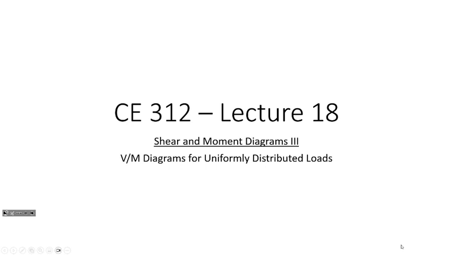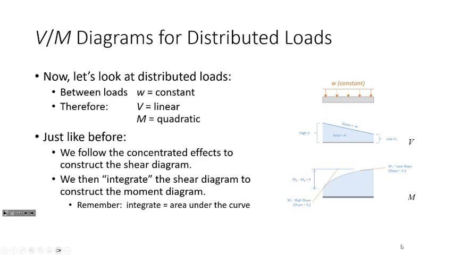What we're going to do next time is look at distributed loads, and concentrated loads and distributed loads. It's just the next step up on the polynomial ladder. So when we have a distributed load, what happens is this. We have a load that is constant. When we integrate that, we have a linear function for the shear diagram. So if we're looking at this region, we'll go from a high shear, let's say, to a low shear.